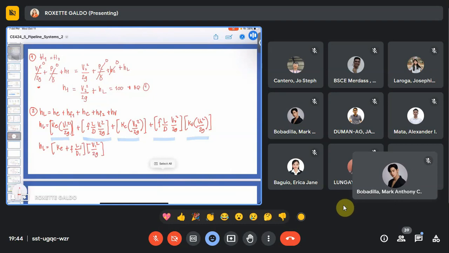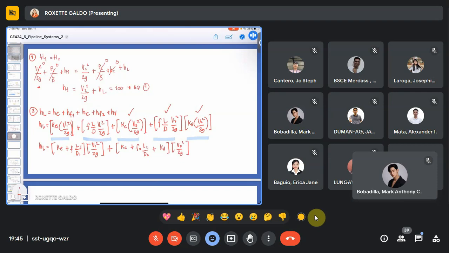Are you following? Okay, good. So plus, let us factor out the third, fourth, and fifth term. Let us factor out V2 squared over 2G. So in the first term, what is left is KC, plus in the second term, F2 L2 over D2. In the third term, plus KV times V2 squared over 2G.